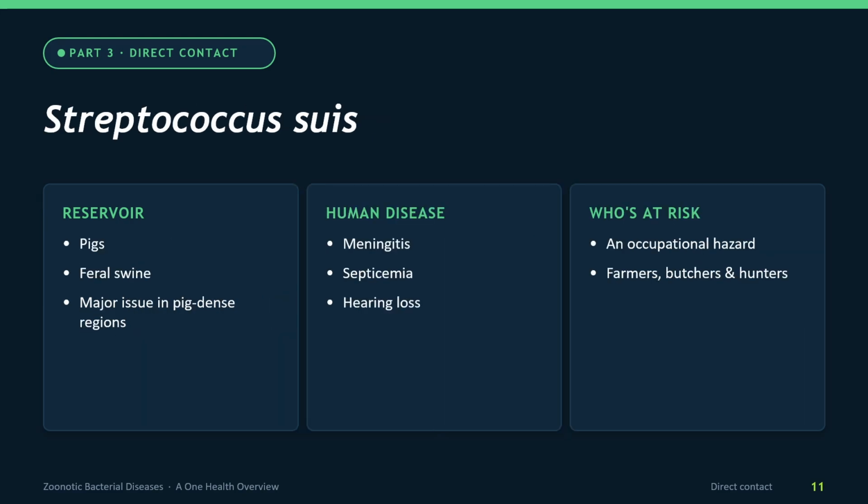Streptococcus suis is a major zoonotic pathogen in pig-dense regions. It causes meningitis, septicemia, and hearing loss in humans, especially farmers, butchers, and hunters.